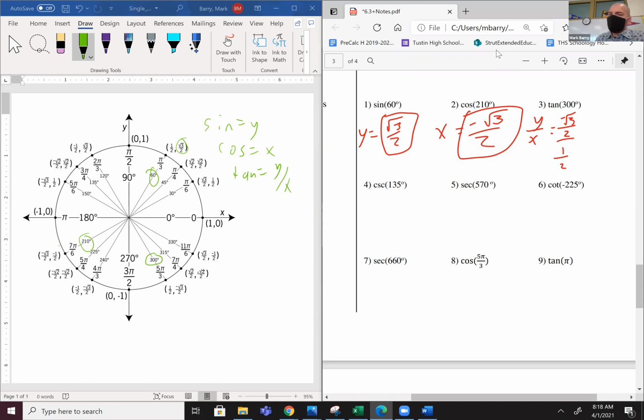Well, for dividing fractions, we've always multiplied by the reciprocal. So I don't see why we would want to change that now. So we can cross cancel the 2's. I get negative radical 3 over 1, which I would just write as negative radical 3.